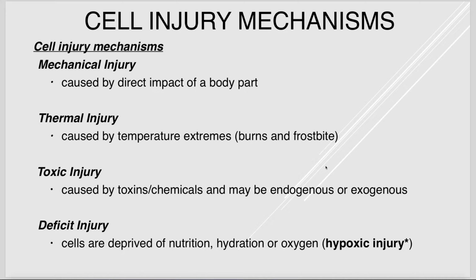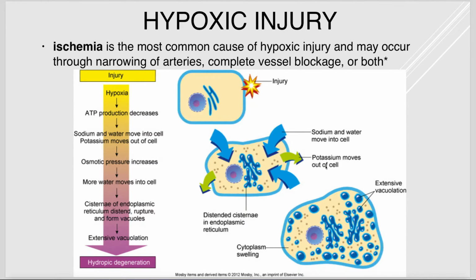So let's talk a little more about this hypoxic injury. And the most common cause of hypoxic injury is ischemia. Remember, ischemia is the lack of oxygen due to a lack of blood flow. And this can be due to the narrowing of arteries, the blockage of blood vessels, oftentimes both.